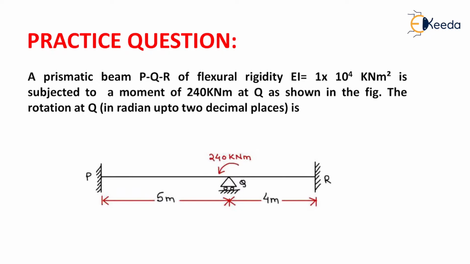The question is written as: a prismatic beam PQR of flexural rigidity EI equals 1 into 10 to the power 4 kilonewton meter square is subjected to a moment of 240 kilonewton meter at Q as shown in the figure. Here a moment of 240 kilonewton meter in anti-clockwise direction is shown. Now we need to find the rotation at Q in radian up to 2 decimal places. Okay. Now we need to find the rotation of joint Q in radian.